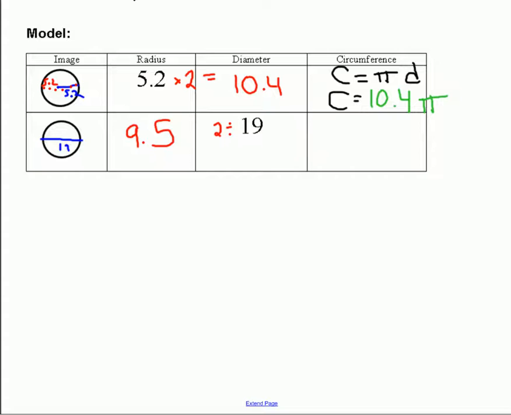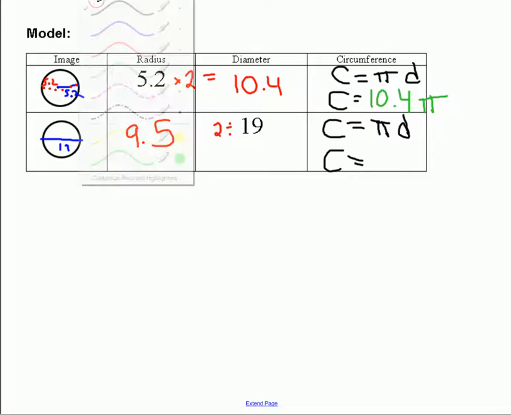Okay. And our circumference. Again, I'm going to write the formula. C equals pi times d. And this time, what does our diameter equal? Good, our diameter is 19. I'm going to rewrite it, except I'm going to put the 19 in the front and the pi in the back. 19 pi.